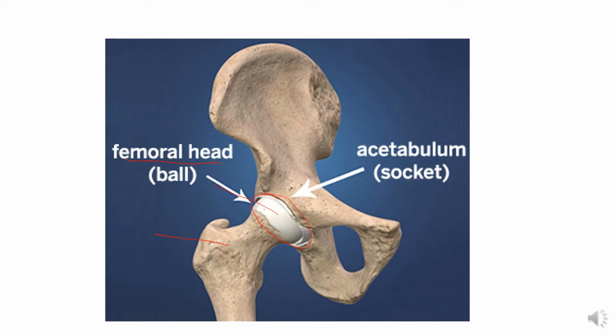Now this acetabulum is a cup-shaped depression on the lateral surface. So you can well appreciate that this is the medial surface and this one is the lateral surface of the hip bone where the acetabulum is located.